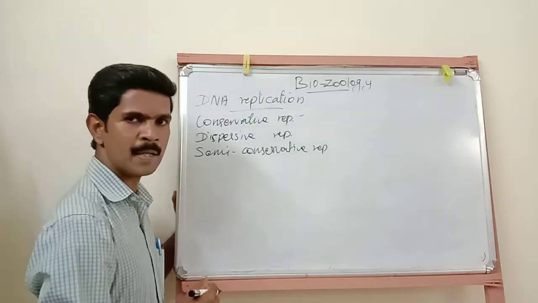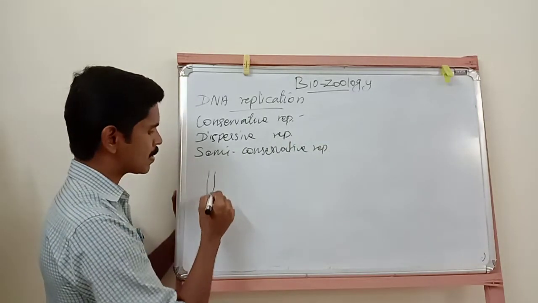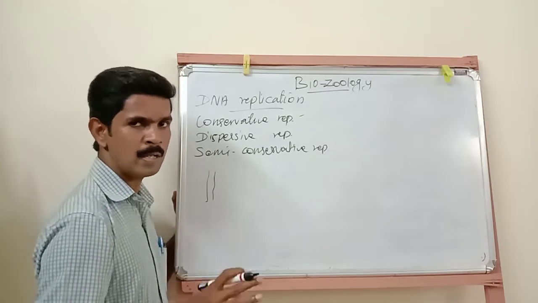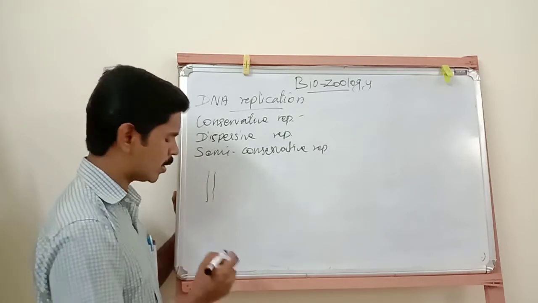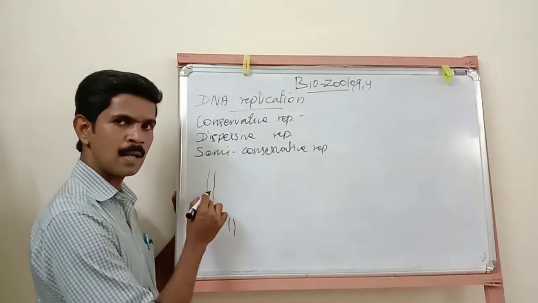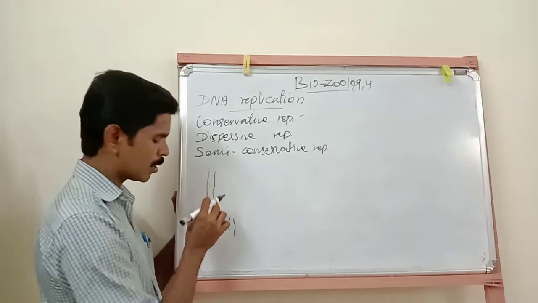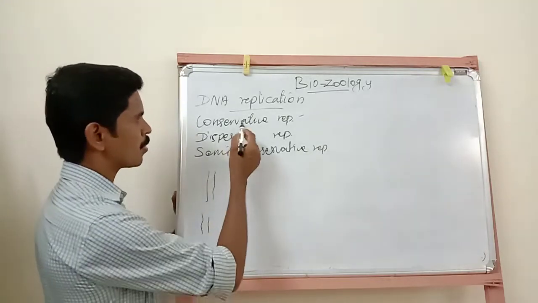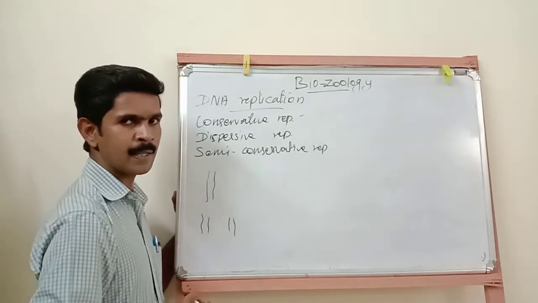In this type of replication process, from a double-stranded DNA molecule, entirely new DNA molecules are produced. Two new DNA molecules are produced. So this is one double-stranded DNA molecule, and from this DNA molecule, two new double-stranded DNA molecules are produced. This type of replication is called the conservative replication process.